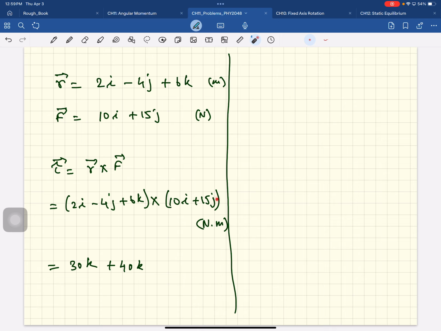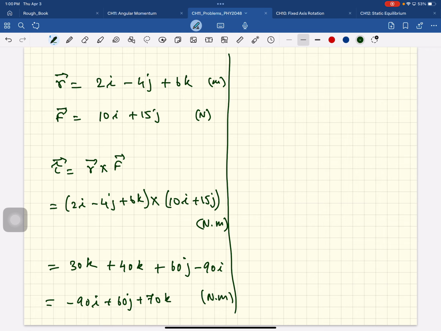And J cross J is 0. K cross I is J, that's 60J. And then K cross J is negative I, that's negative 90I. So that's the torque.